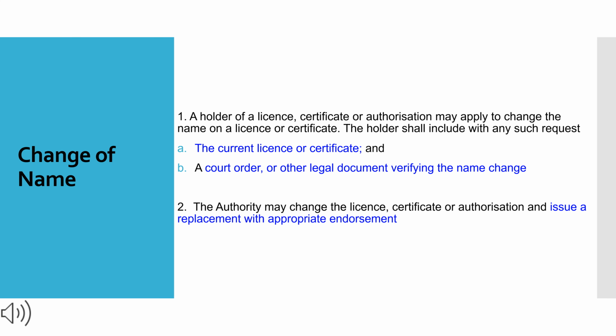Change of name. A holder of a license, certificate, or authorization may apply to change the name on a license or certificate, and the holder shall include with such a request the following: the current license or certificate, and a court order or other legal document verifying the name change. The authority may change the license, certificate, or authorization and issue a replacement with appropriate endorsement.